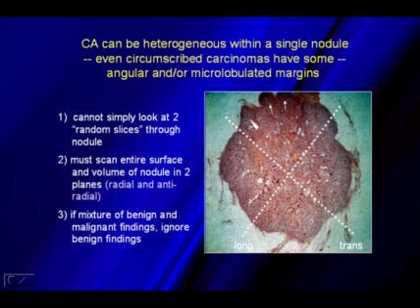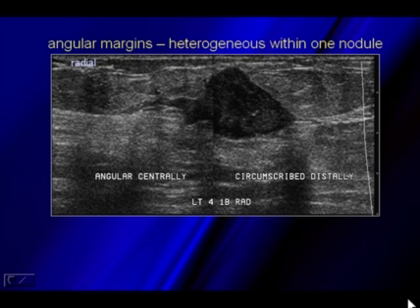Because of the heterogeneity of breast cancer, it's very important to make sure that you scan a lesion all the way through in two planes. Don't just take one random cut transverse through here and another one longitudinal through this plane, or you will miss the angular margin seen here or the microlobulation seen in this area. So it's very important to make sure you scan all the way through and look for these subtle little changes that we might see on ultrasound.